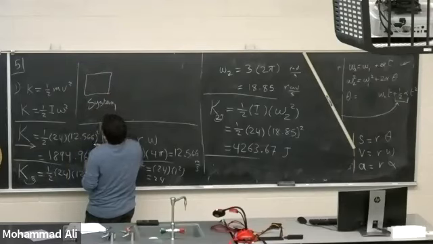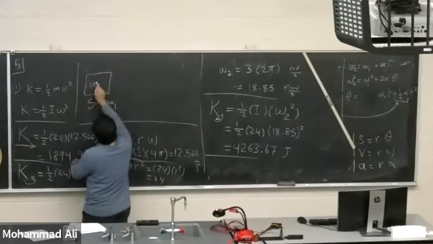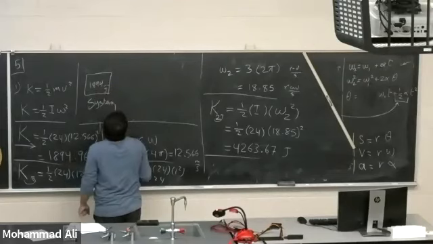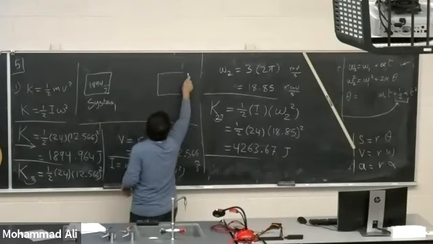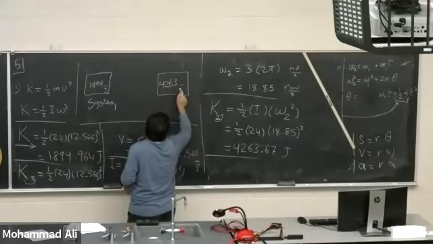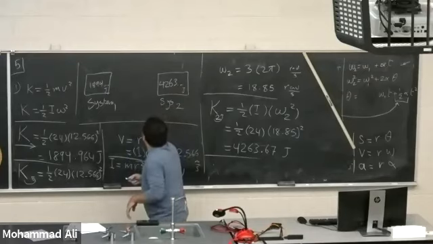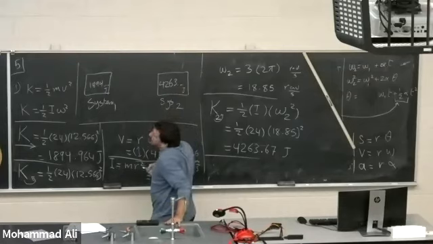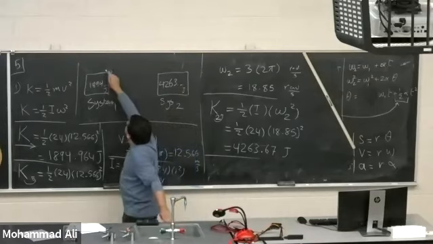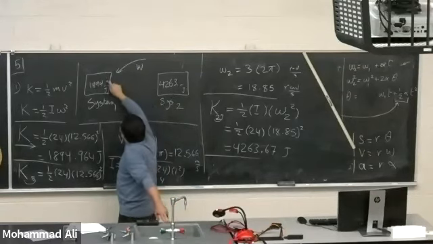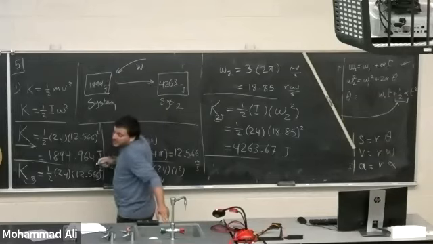Initially, it contains 1,894 point something joules. Then our system contains 4,263 point something joules. This is our system, finally, or two. What's happened to it? How has its energy changed? By changing the velocity. How? We just add some work to this system and give it this energy.